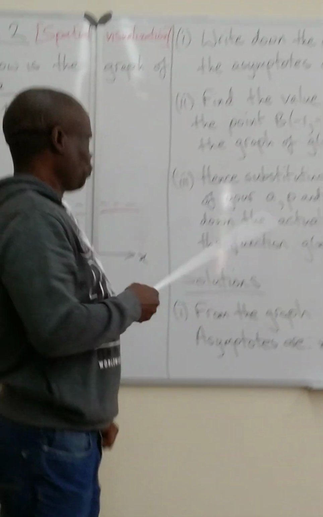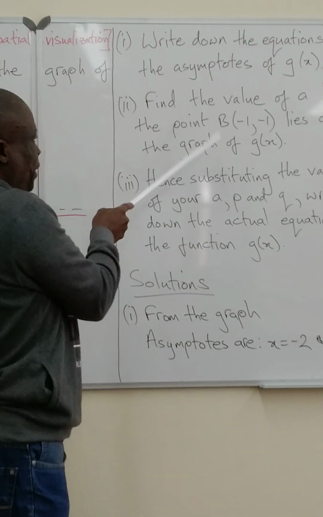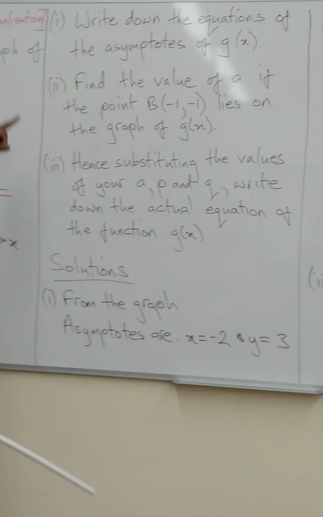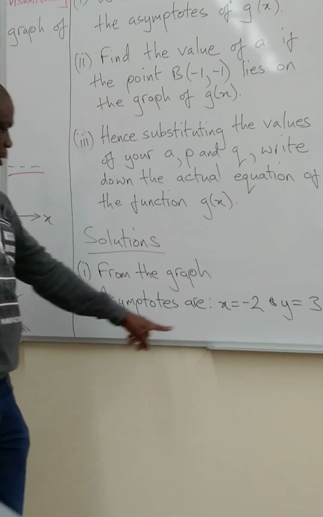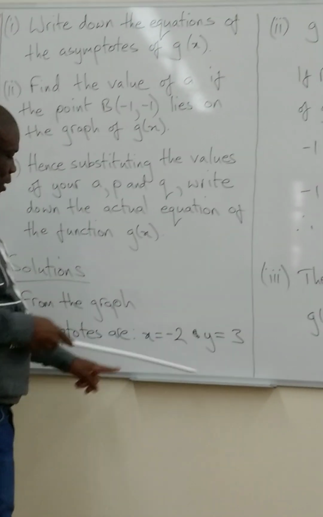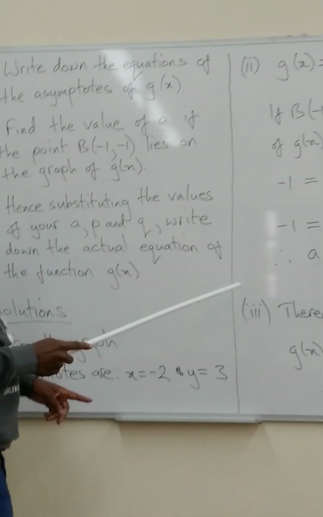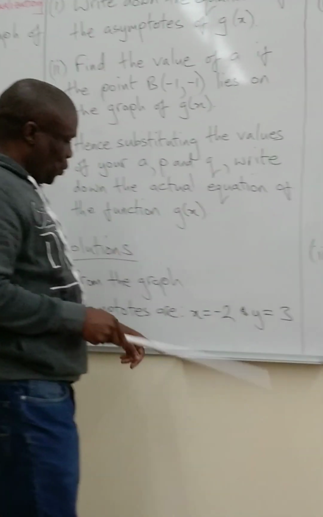Part 2, find the value of a if the point B with coordinates -1, -1 lies on the graph of g of x. Now, with part 2, if you see the solutions of part 1, we are saying our asymptotes are x is equal to -2 and y is equal to 3, which means we can substitute our values of p and q in our function.